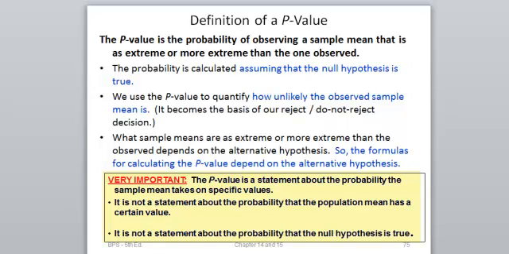So the p-value is a statement about the probability the sample mean takes on specific values. It is not a statement about the probability that the population mean has a certain value. It is not a statement about the probability that the null hypothesis is true.